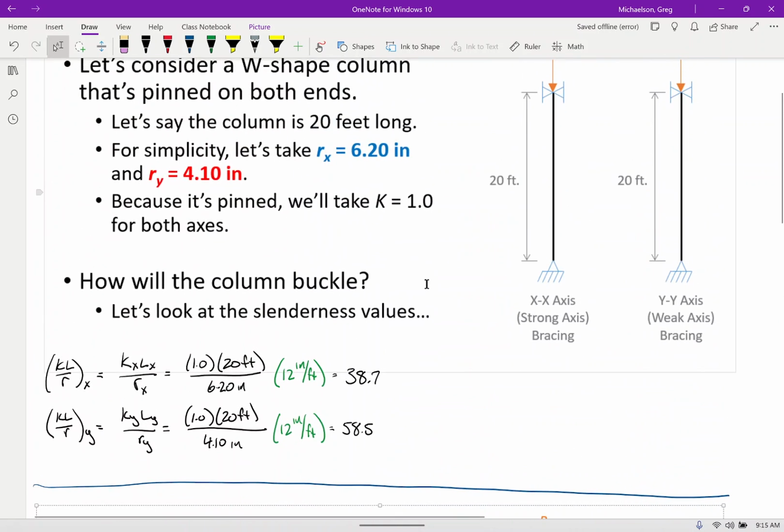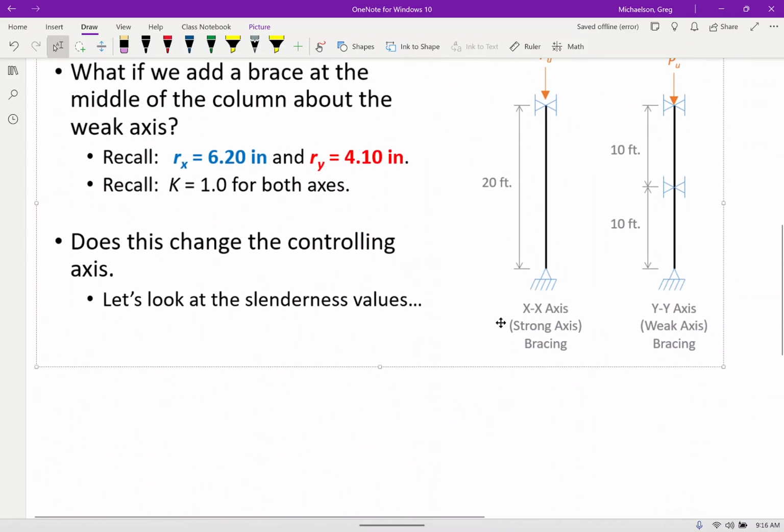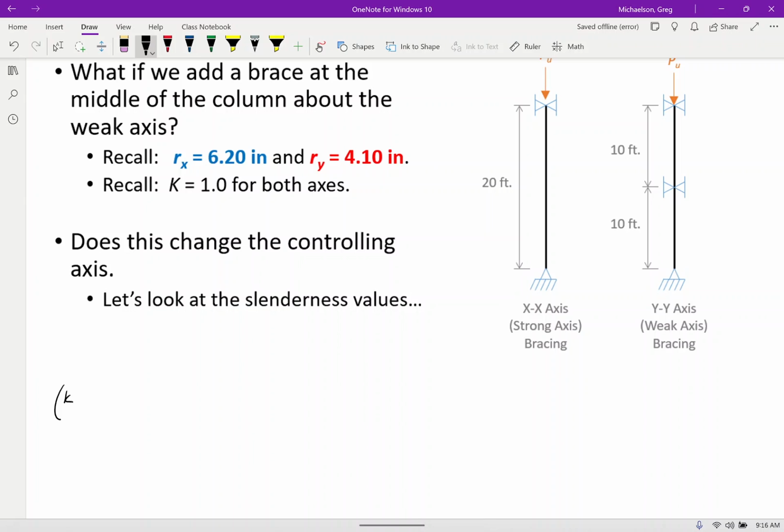Let's just make sure we're all clear. Same problem. The only difference is that now I've put a brace here. So how does it change things? KL over R for the x-axis is still going to be 38.7. That's not going to change. But what about KL over R for the y-axis?